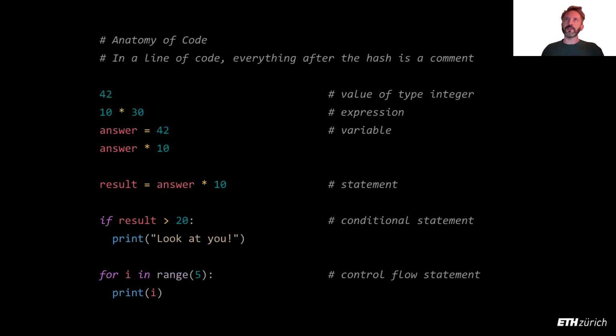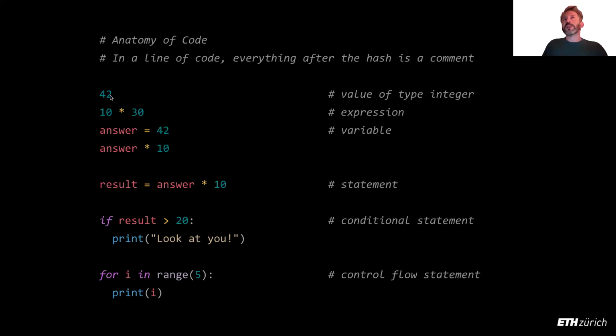So let's jump into the anatomy of Python code. This is an example of Python code that has a few of the building blocks that I've been mentioning. At the top, we have a few comments. Everything that is after a hash symbol is non-executable. It's a comment. And then in this first line of actual Python code that the interpreter will run, we have a value. This value is of type integer, so it's just the number 42.